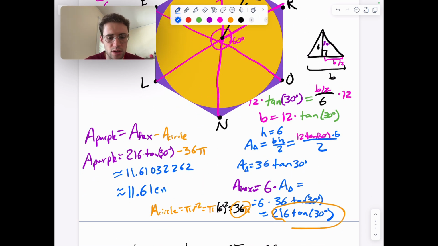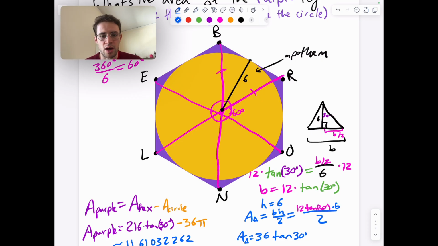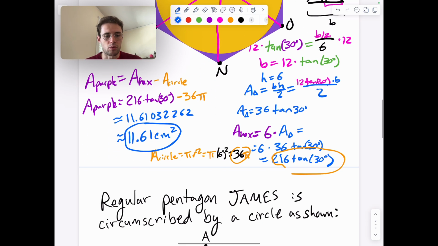Our units were centimeters. So for area, it's going to be centimeters squared. Which makes sense. It seems like a small number, but if you think about it, the purple region is actually pretty small because most of the area inside of the hexagon is also overlapping with the area of the circle. So we're only left with that 11.61.